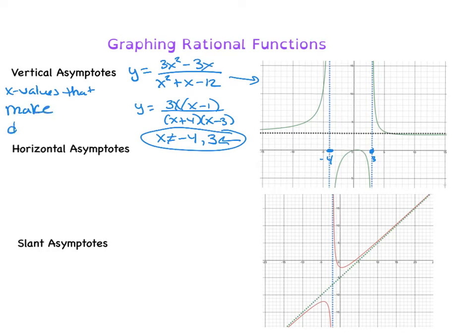Vertical asymptotes come from the x values that make the denominator equal to 0. Vertical asymptotes come from the x values that make the denominator equal to 0.